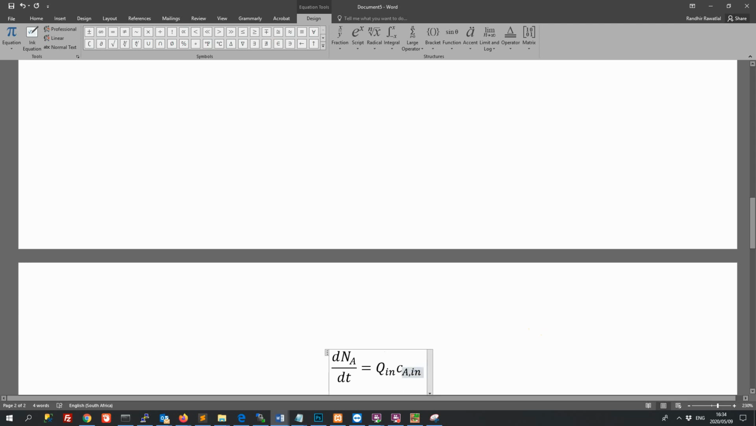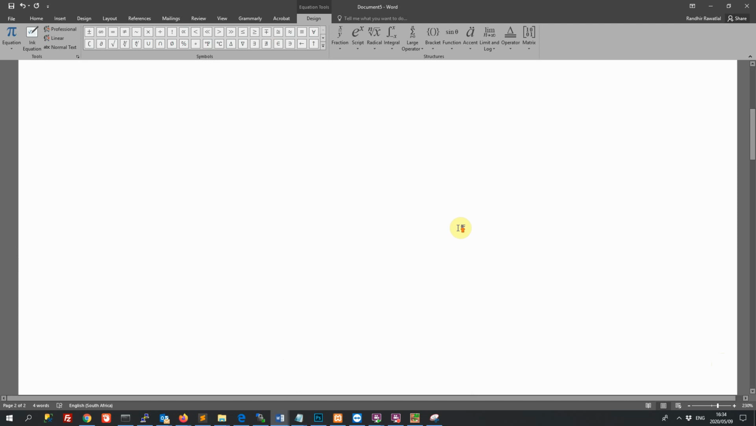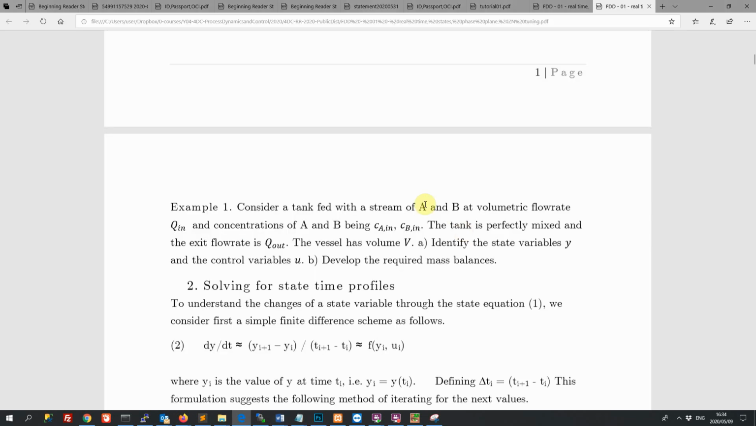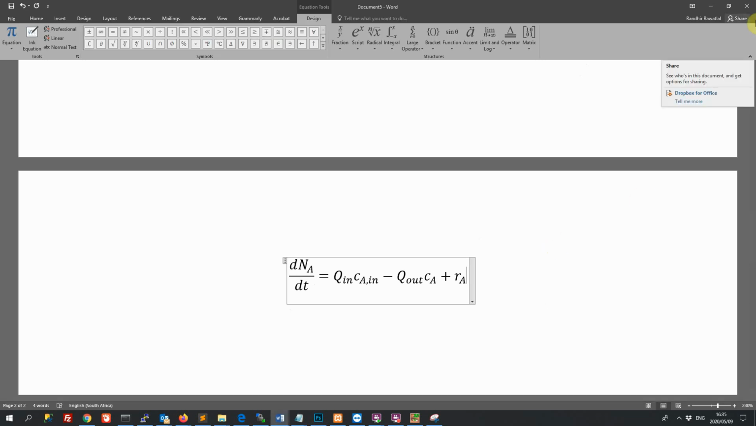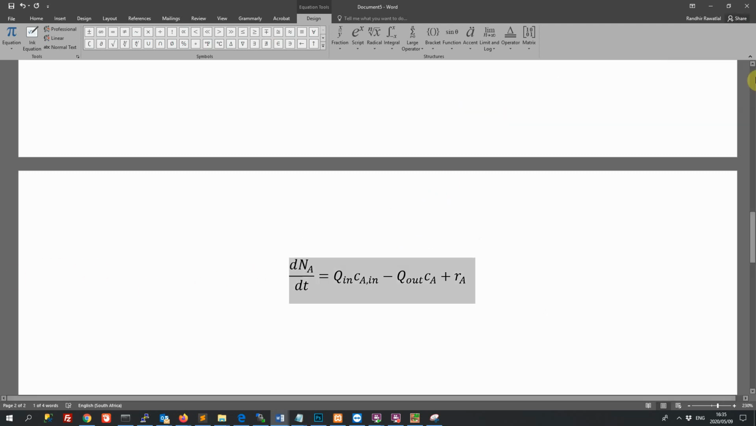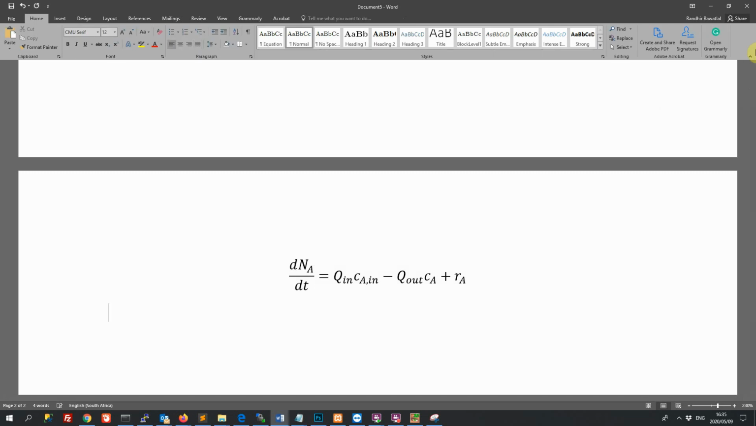in, and then it's perfectly mixed, so we assume that the concentration in the exit stream is C_A, which is the same as the concentration in the reactor, and then A is reacting, so plus the formation rate of A. And what is the expression? It doesn't say much about the reaction expression, so we can just leave it like that, and so that's general, but maybe we'll propose something just now.